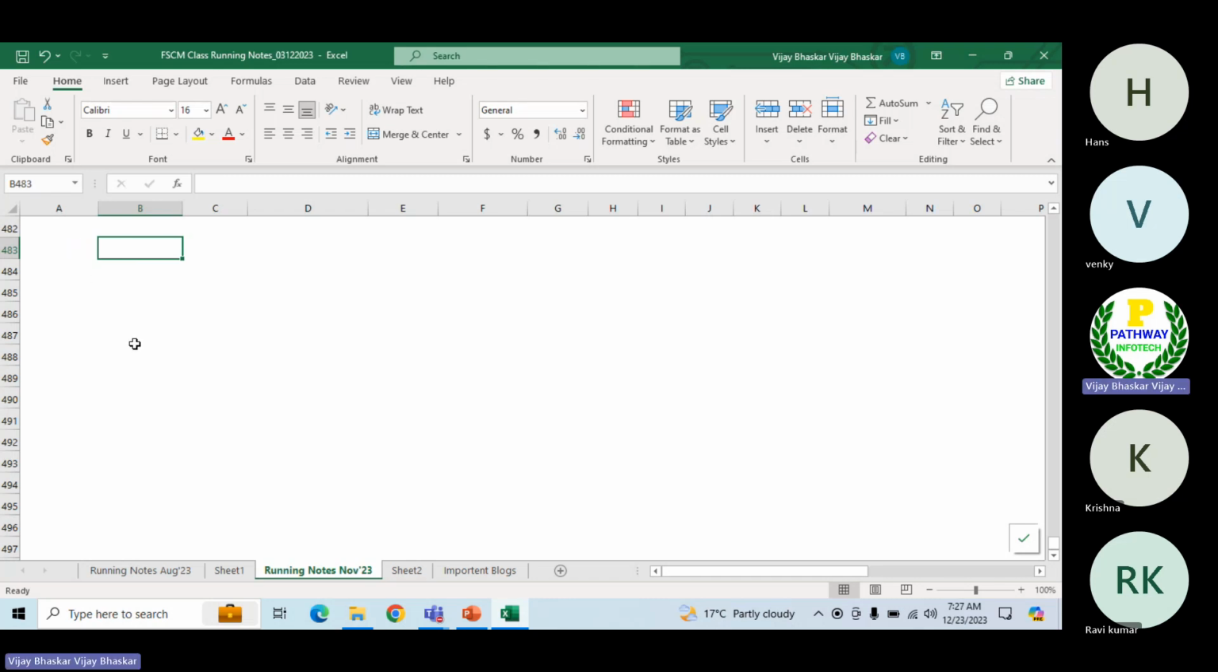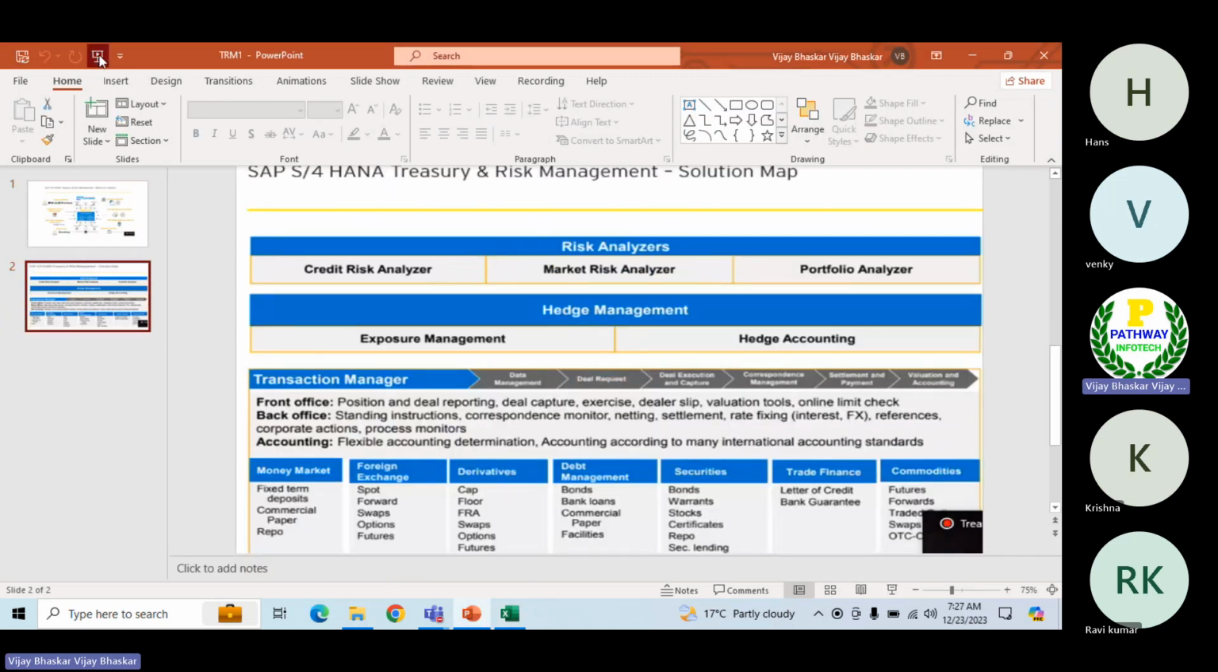Now let us jump into the topics we are going to discuss. We have already seen, so now, what are the business functions, or activities, which we are going to perform in treasury? Let us jump into this one. One more slide. Now you can see here.